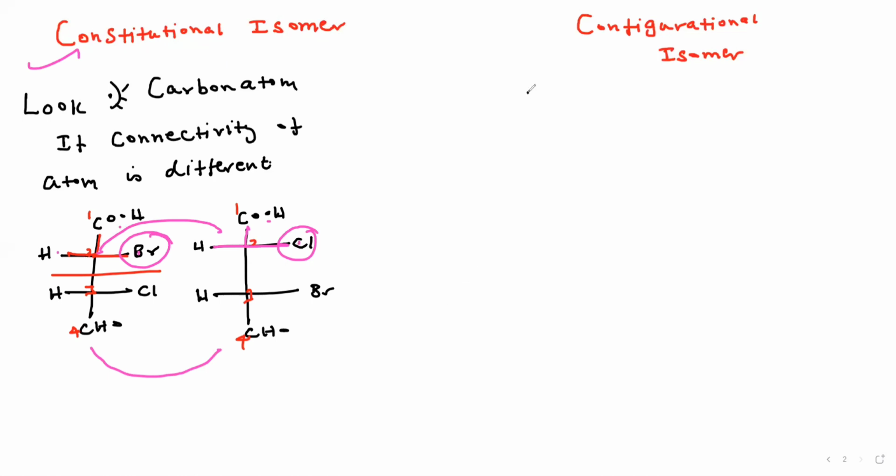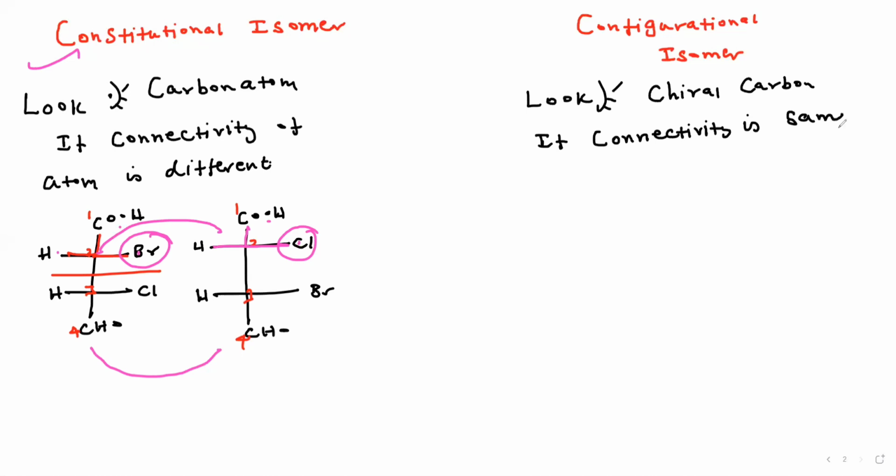Look at the chiral carbon. If the connectivity is the same, very important, but the spatial distribution or arrangement is different. I give the example. I take the same molecule, and I give the definition.